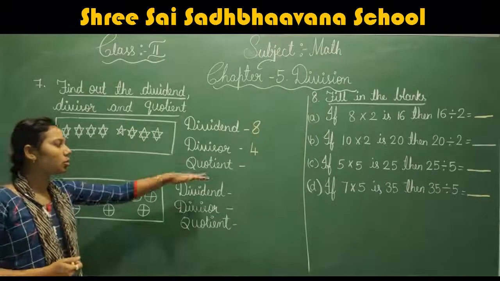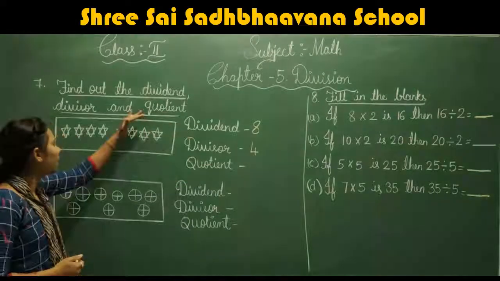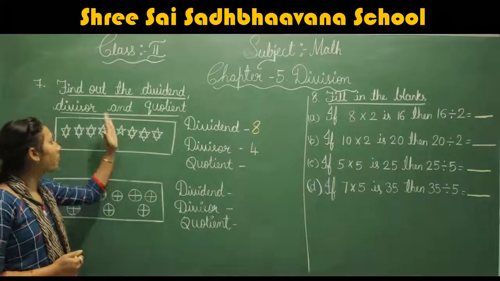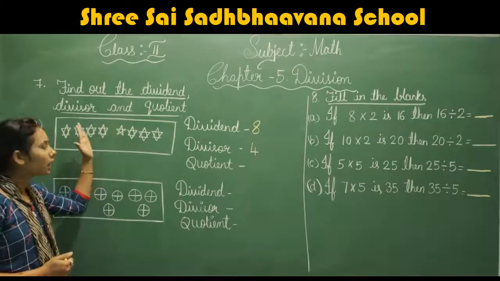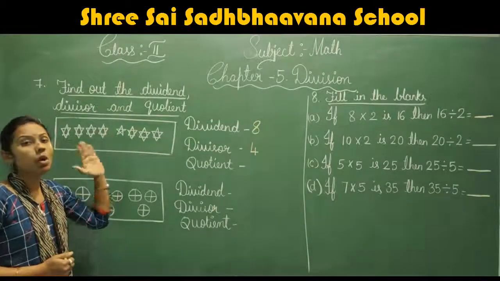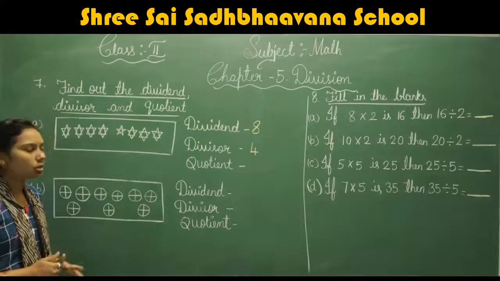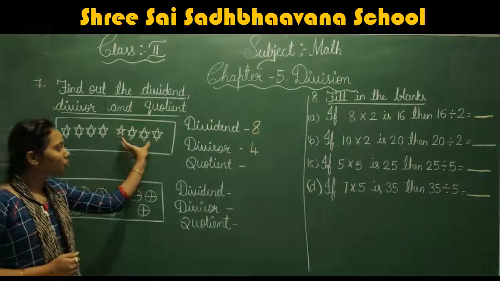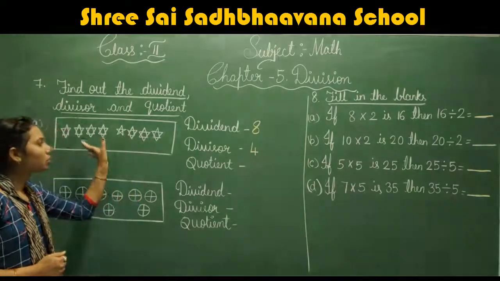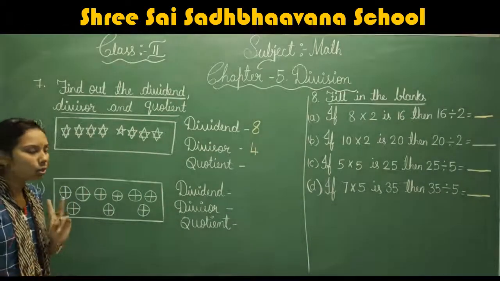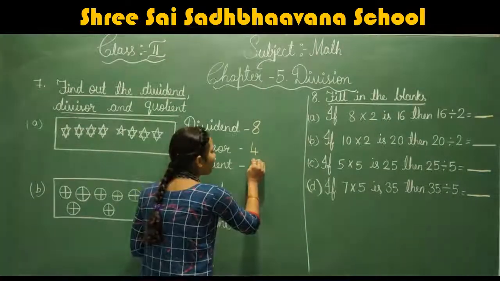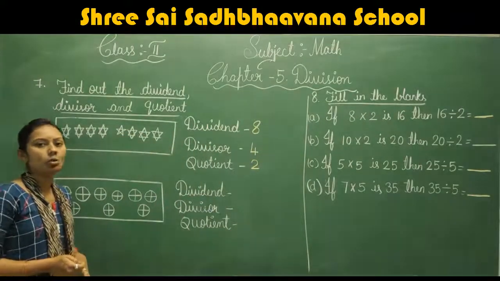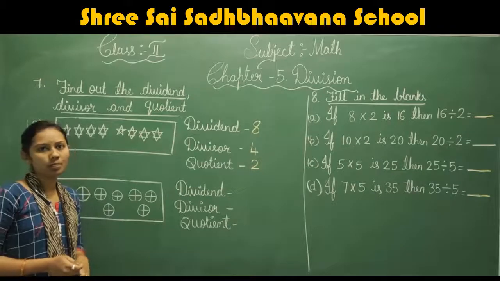Next, let us find out the quotient. So 8 is the number of objects present in this box. We are going to divide 4 in each group. So how many groups are formed? That is your quotient. So let us see, 4 in one group, 4 in other group. So the number of groups formed is 2. So that means 2 is your quotient. The answer obtained is 2.